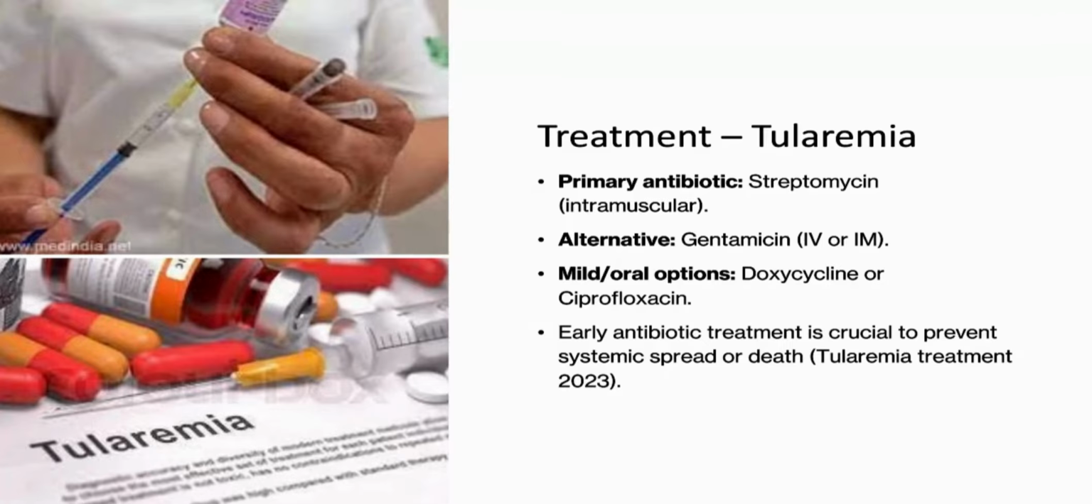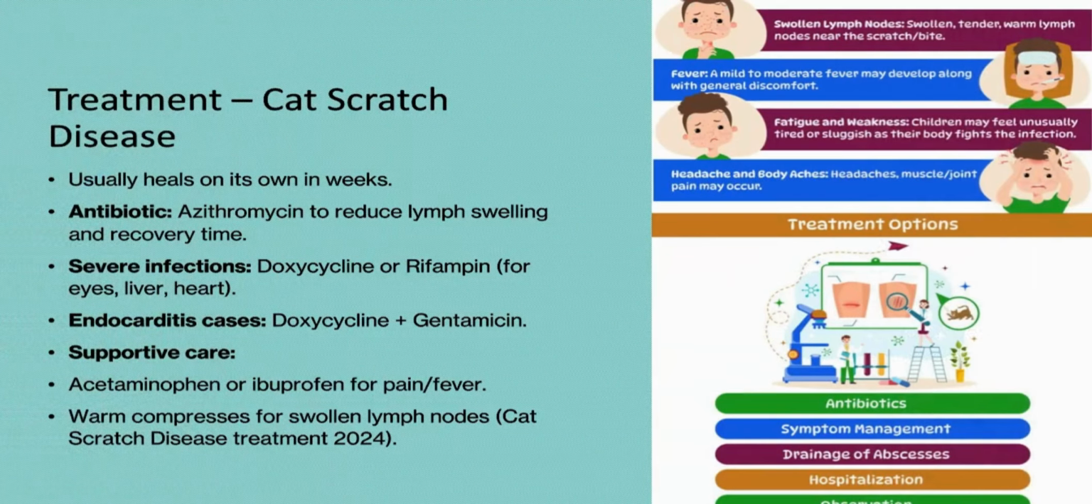Doxycycline may be prescribed, starting the antibiotic as early as possible. It can prevent the infection from spreading to the bloodstream or organs and reduce the risk of death. And this slide was talking about the treatment of cat scratch disease.